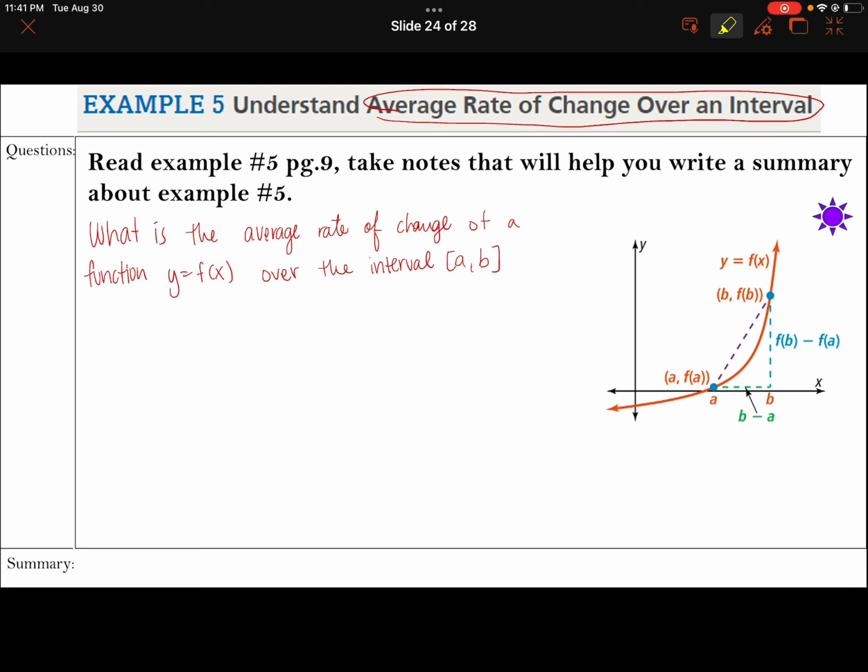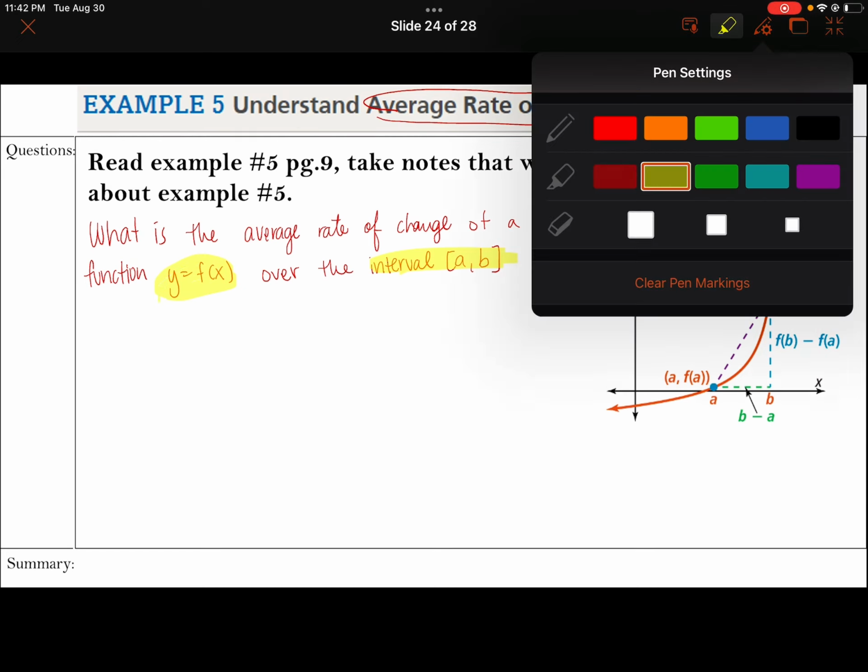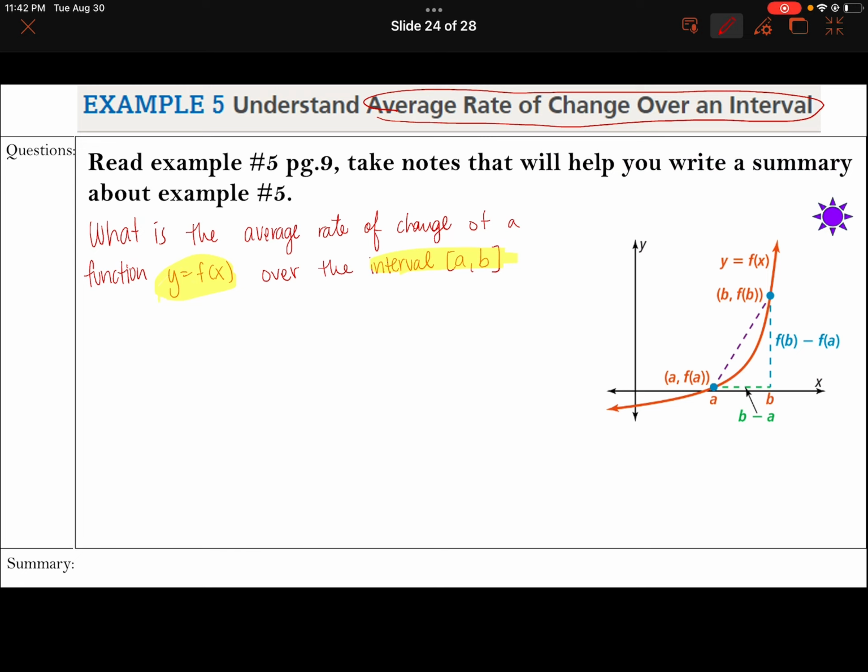So we're looking for the interval a, b using the function y equals f of x. So from here, all we're going to do is plug in my a for x. So I'll put y1 equals f of a. And then if I plug in b to my x, I'm going to get y2 equals f of b.